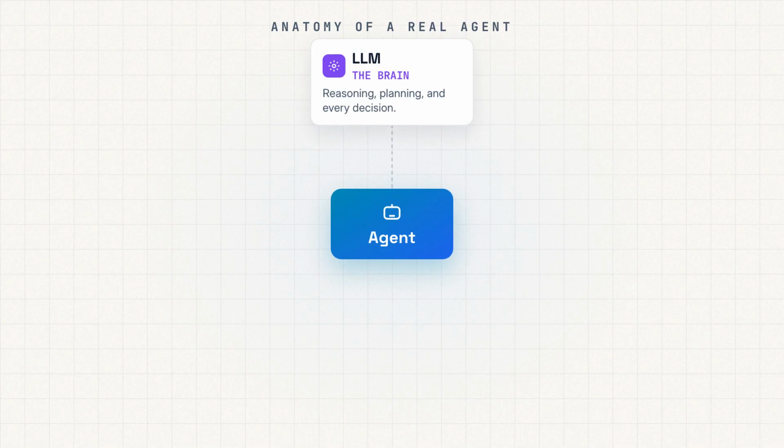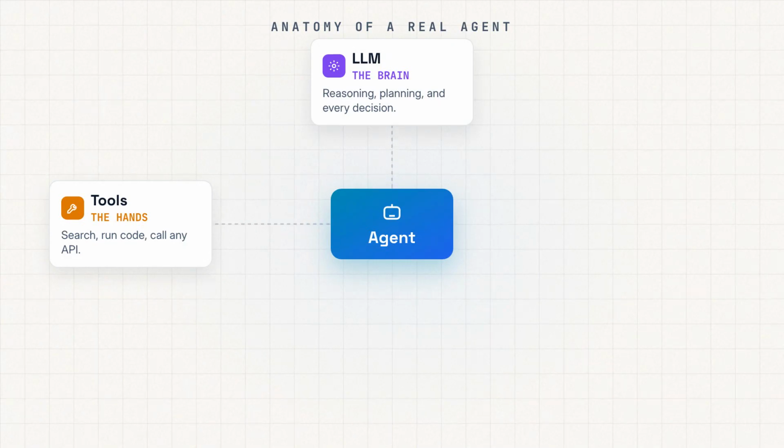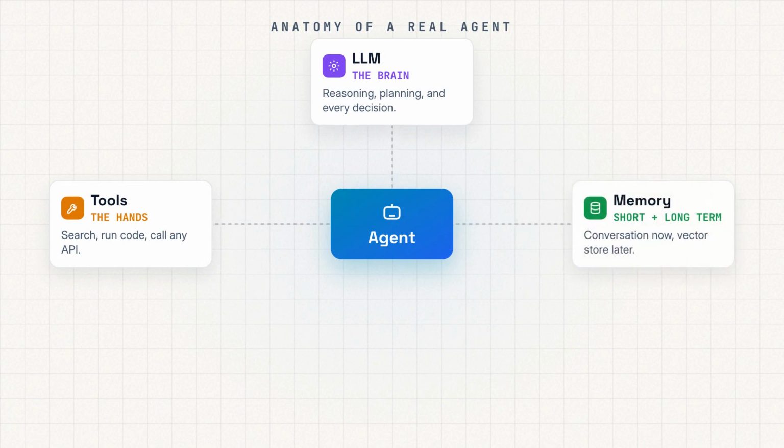First, the LLM, the brain. The reasoning, the planning, the decisions, all happen right here. Second, tools, the agent's hands. Search the web, run code, hit an API. Without tools, it's honestly just a chatbot. Third, memory. Short term, the current conversation, and long term, like a vector store it can pull knowledge from.